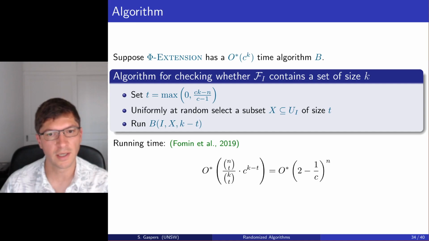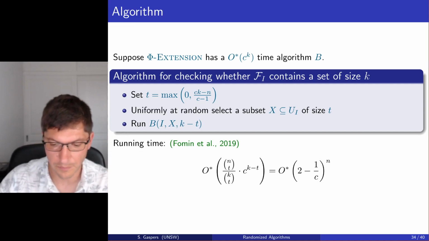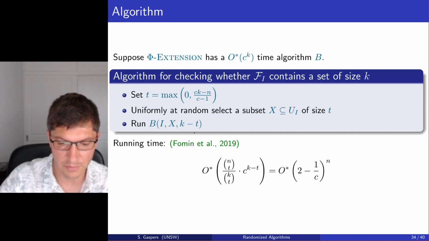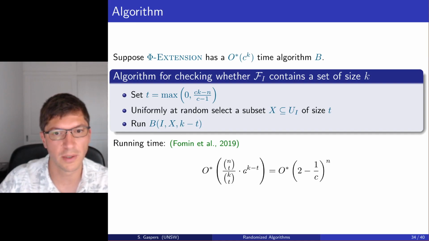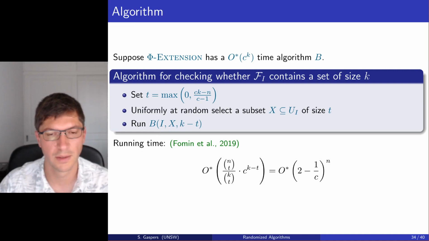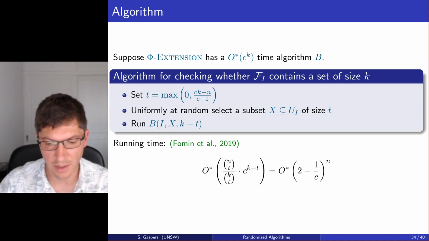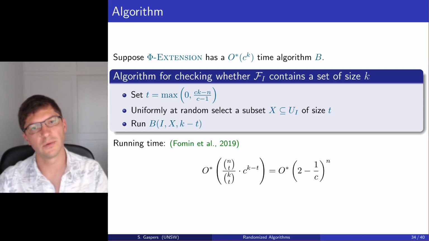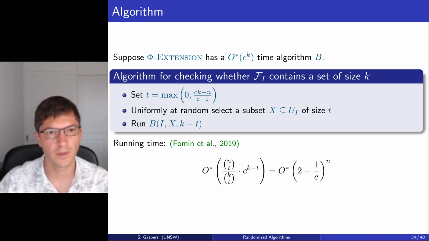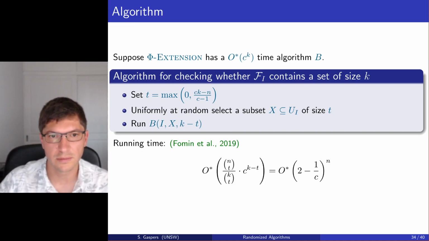So what's the running time that we get in the end? For the second part, where we run this c to the power k algorithm, the parameter is now k minus t, so we get the factor c to the power k minus t. And how many times do we run this algorithm? Well, it's the inverse of the success probability. So what's the success probability? Suppose we have a yes instance. If we have a no instance, then we have success probability 1. But suppose that we have a yes instance.